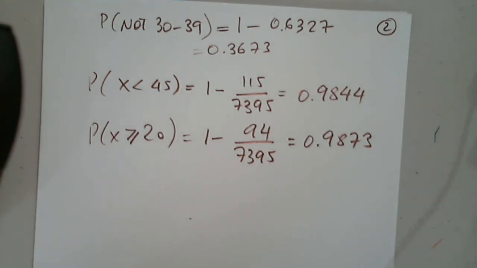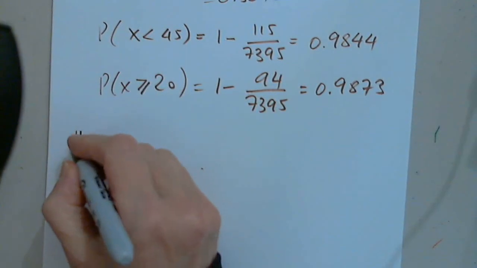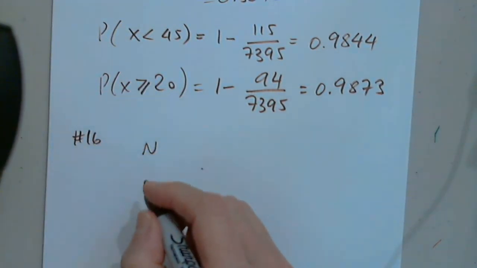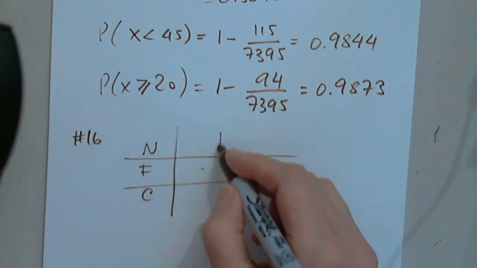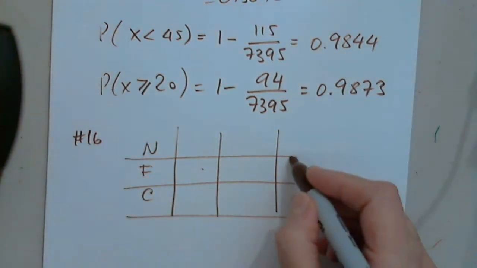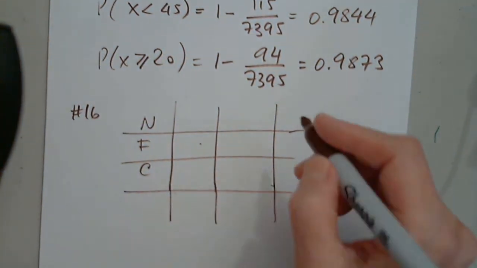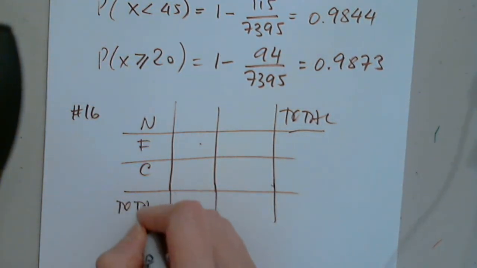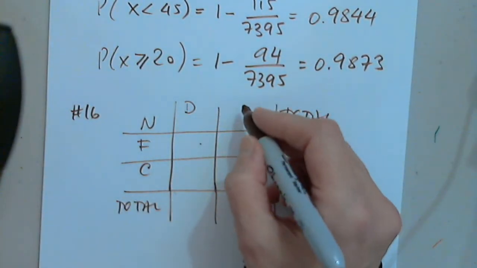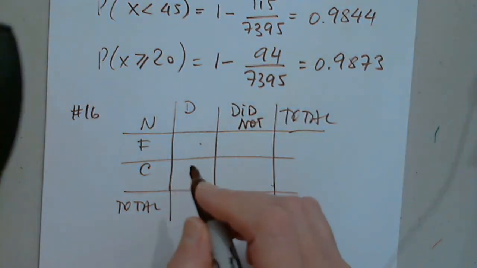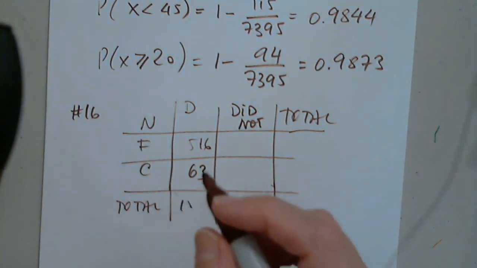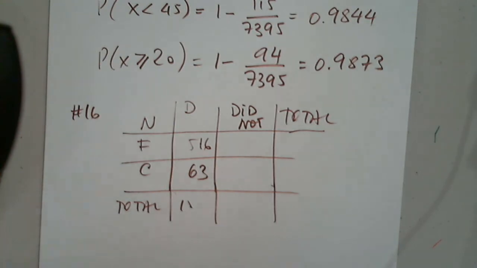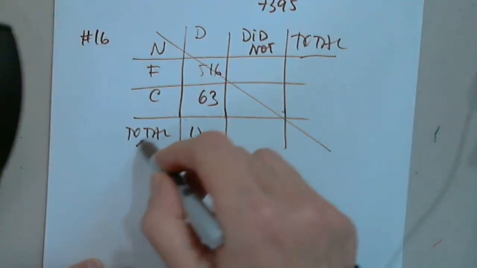Oh, I see. So here is a different data set and table. So this is 16. And we have never, former, current. Okay, 516, 63, oops. I messed up my table. I'm going to have to start it again.